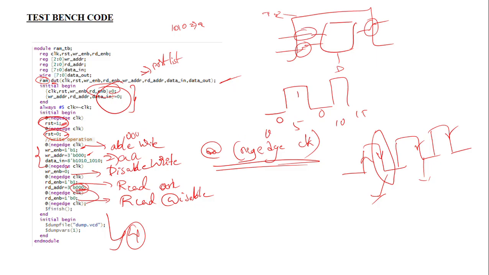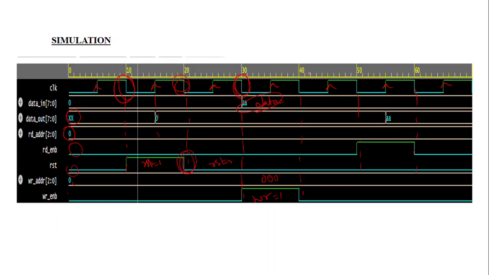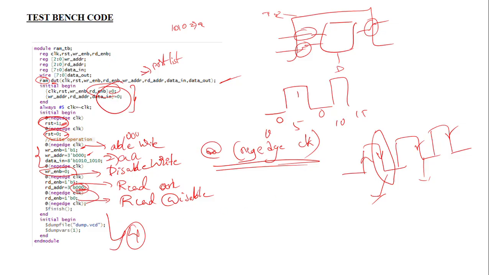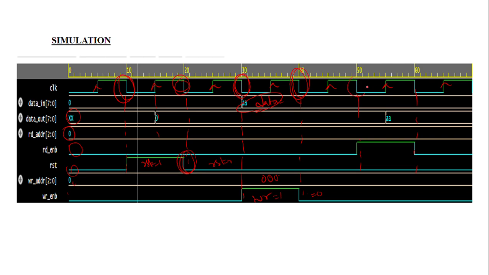So next negative edge of clock, what is going to happen? Your write enable is 0. See here for next negative edge of clock at this particular 40 nanoseconds, your write address will be 0. So okay. Next what is going to happen? Your read enable is going to be 1. And read address is going to be 0. So for this thing, your read enable will be 1.